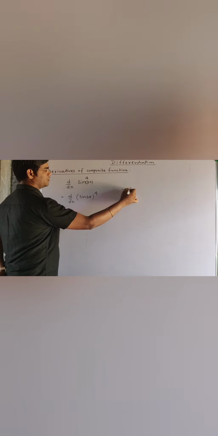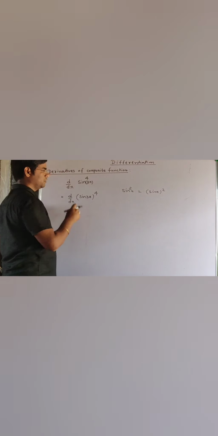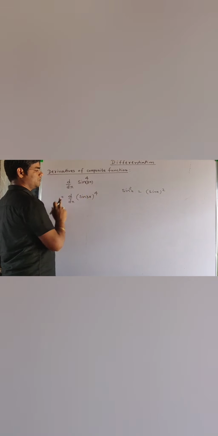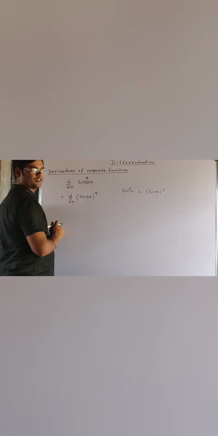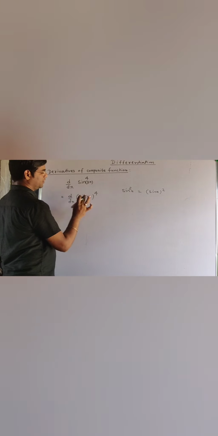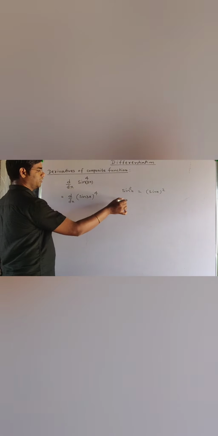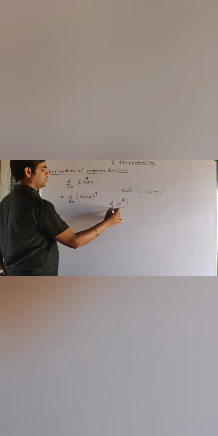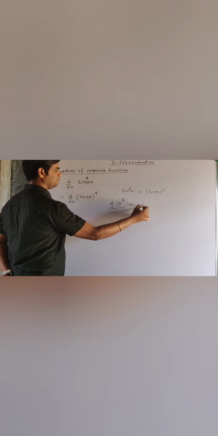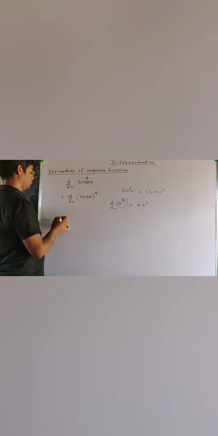Sin square x is nothing but sin x the whole square. So sin 3x raised to 4 we can write as (sin 3x) raised to 4. This bracket you consider as x, so the expression looks like x raised to 4. And we know that the derivative of x raised to 4 is 4x cube. So apply the same logic here.